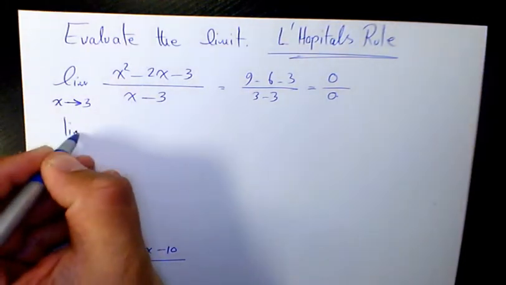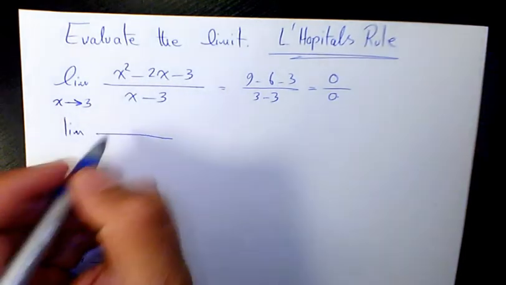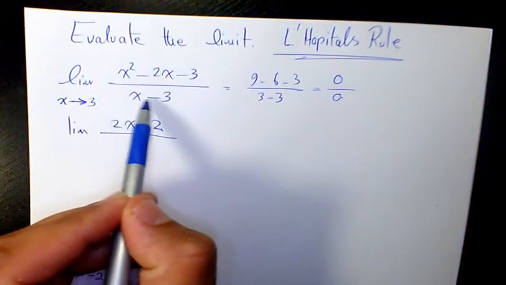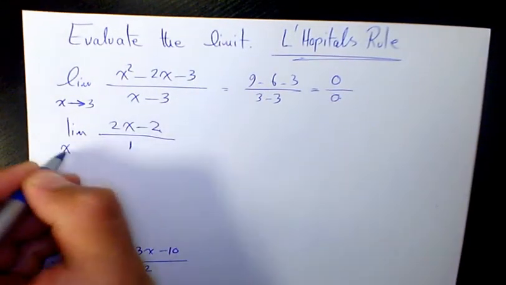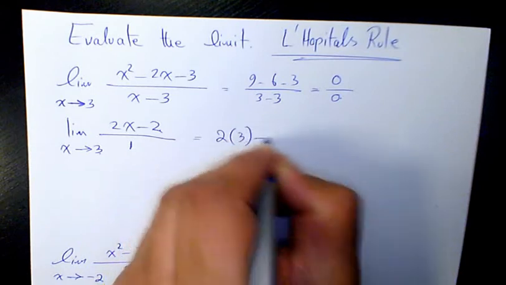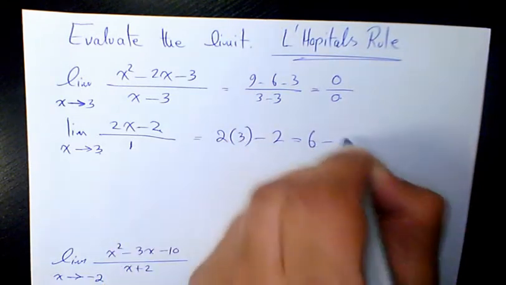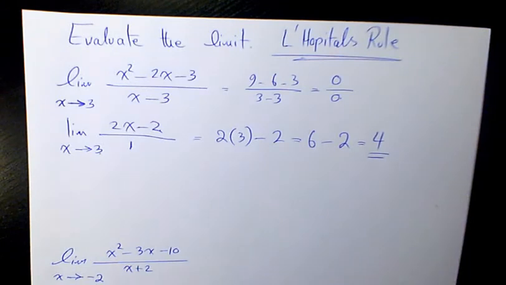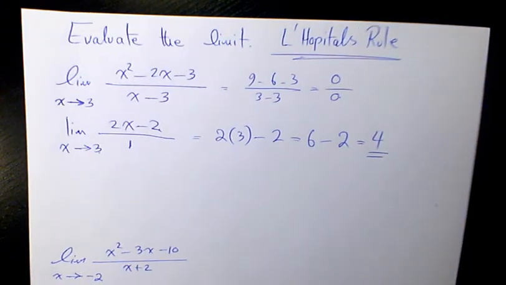It's going to be the limit of the derivative of the numerator, which is 2x - 2, and the derivative of the denominator, which is 1, as x approaches 3. So it's going to be 2 times 3 minus 2. That's going to be 6 minus 2, which equals 4. That's the limit of this expression.